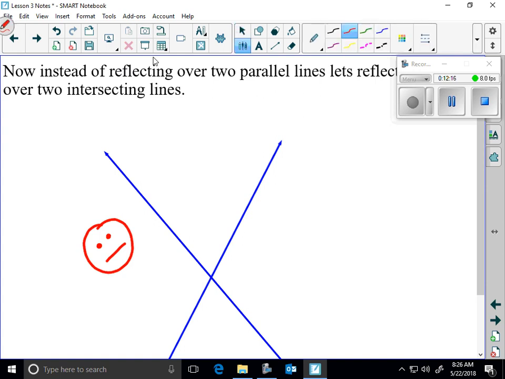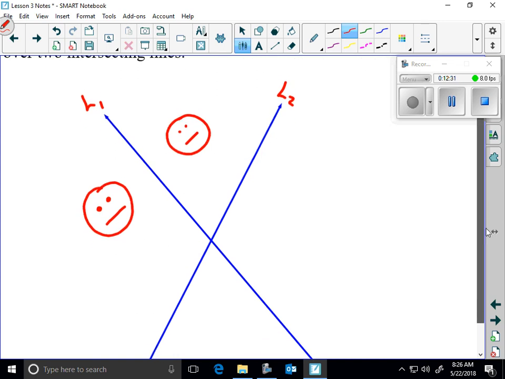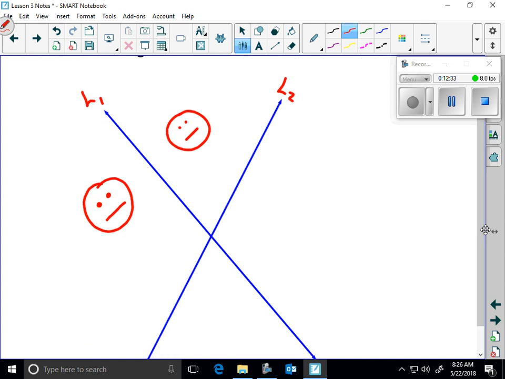I think we can agree that sad kid would reflect up here. Yeah? And then where would sad kid reflect? So over line 1 first, then line 2. Well, I know I can't really screw up the shape of sad kid's head, but how would we orient the face then?